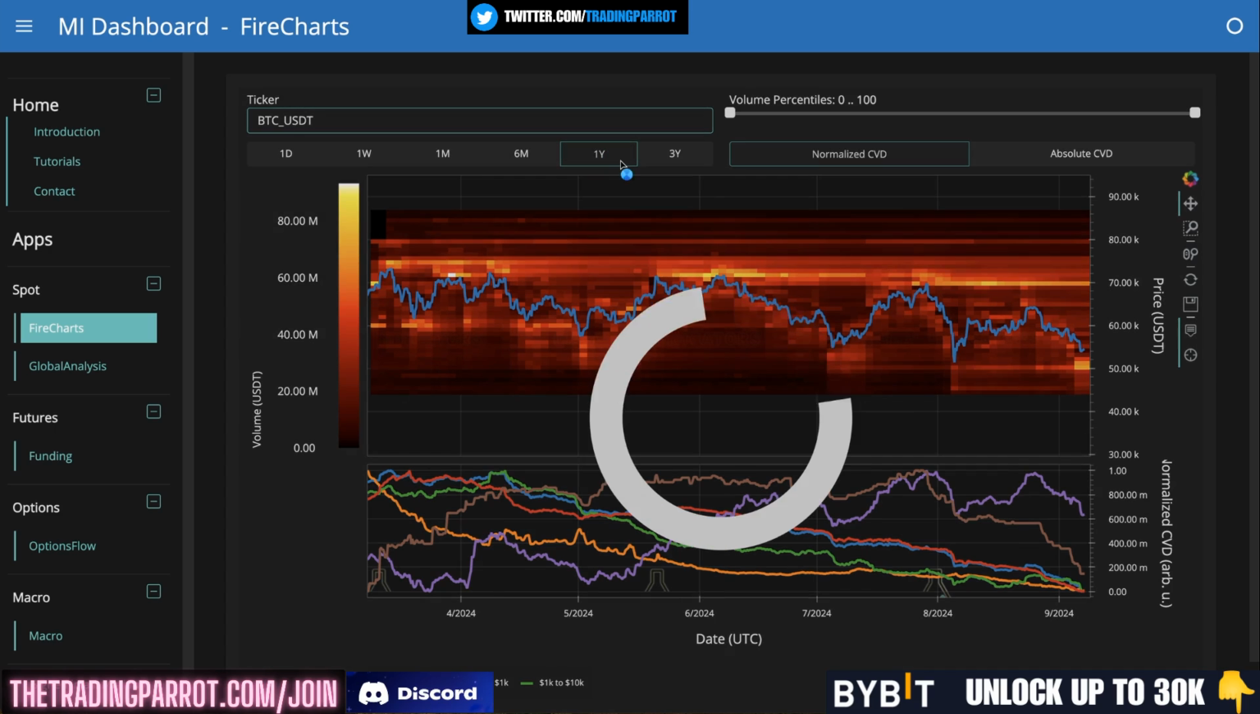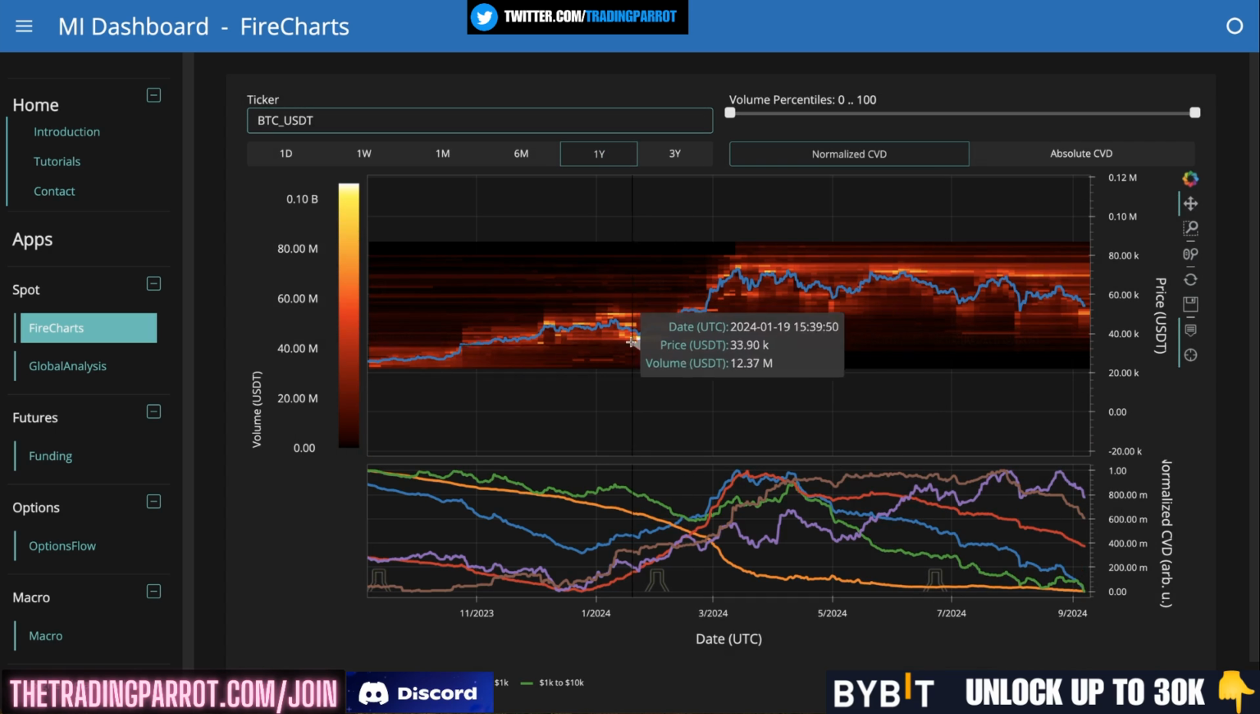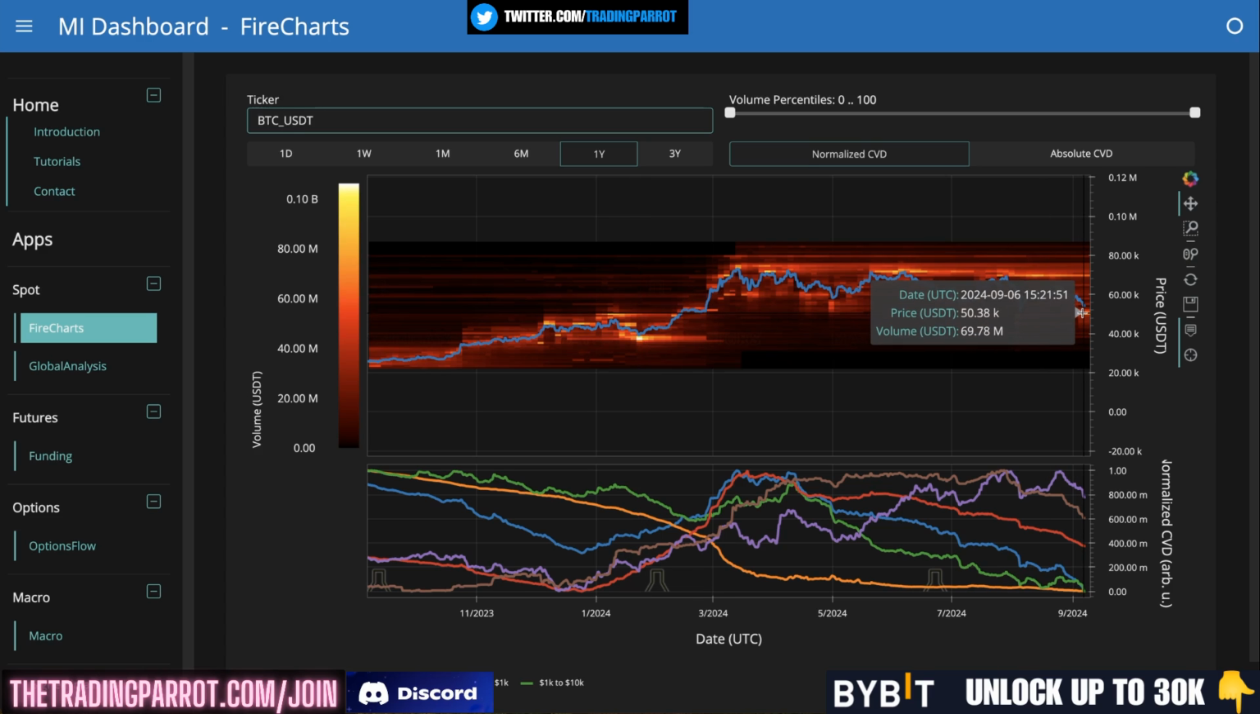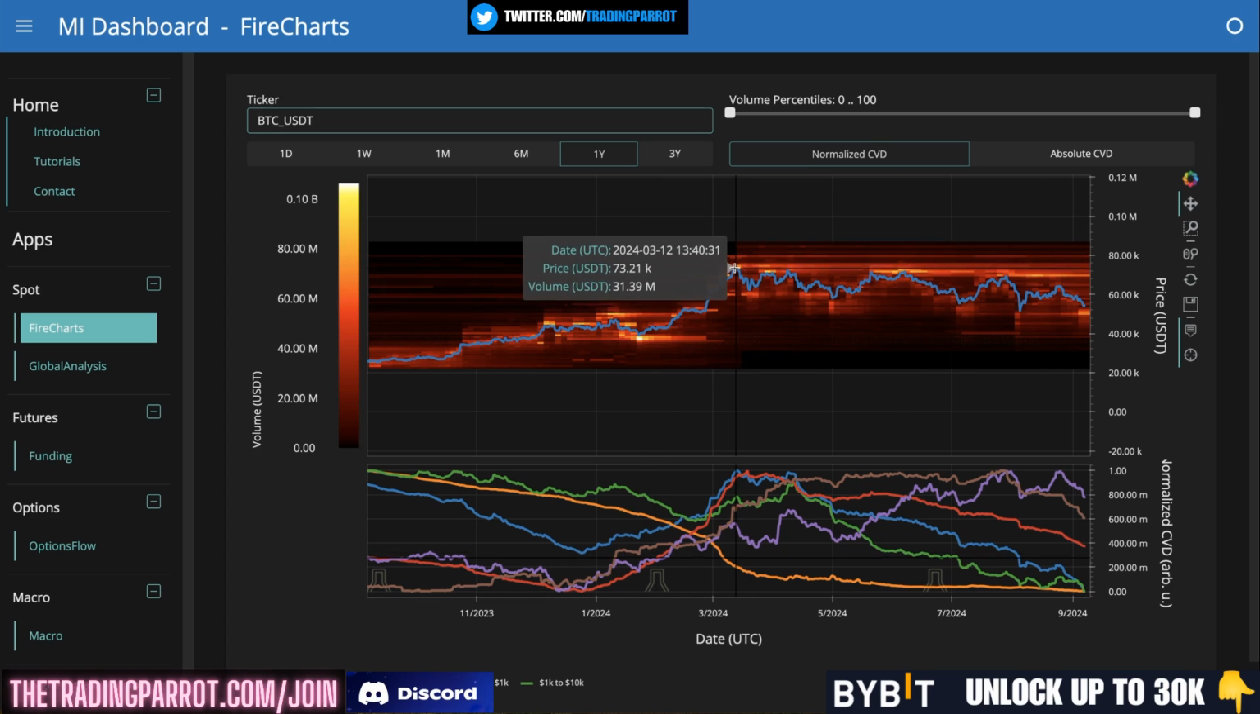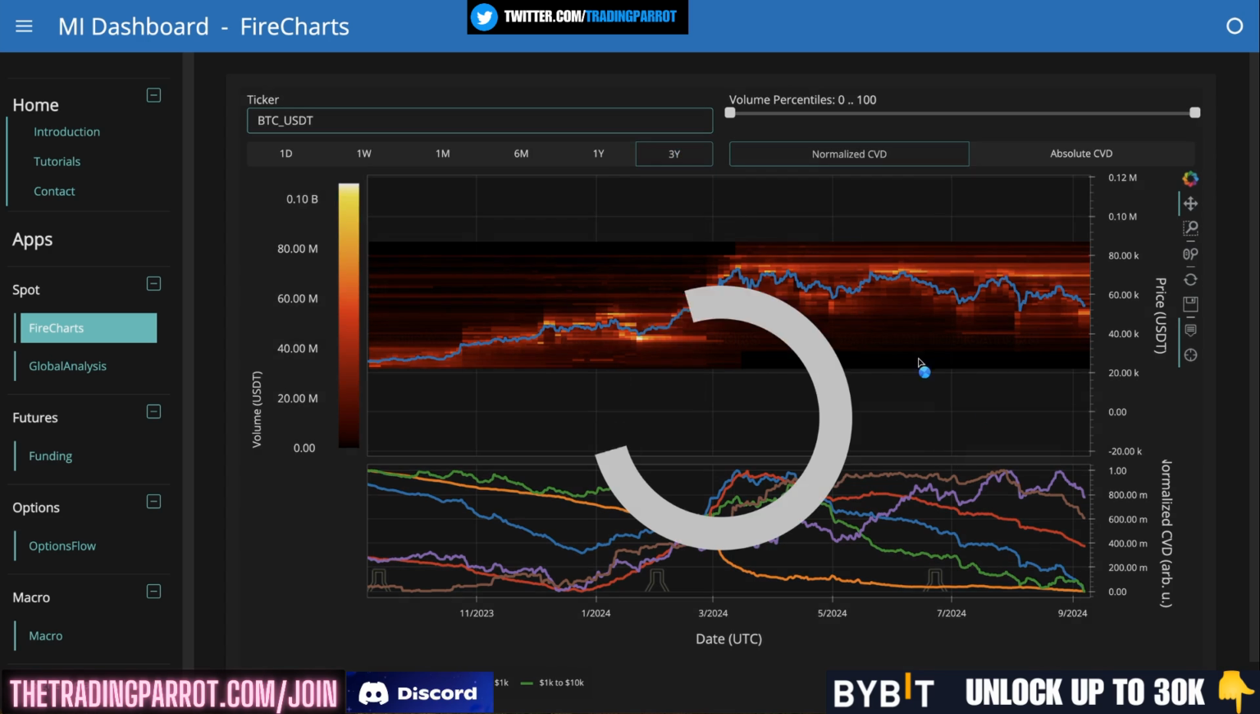Let's have a very quick look into the yearly chart, and you can see that at around 37K, there was a ladder in here as well. That was 100 million. Right now we have 70 million, so 70% of what this was, and this catapulted the price into 73.5. Let's look at the past 3 years.